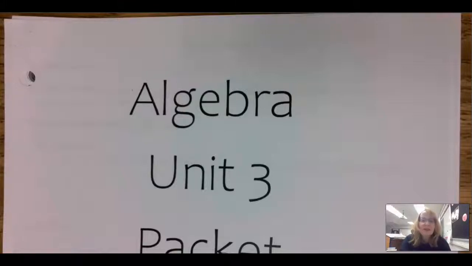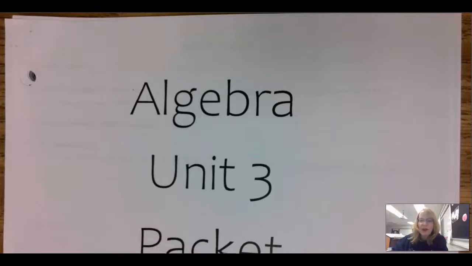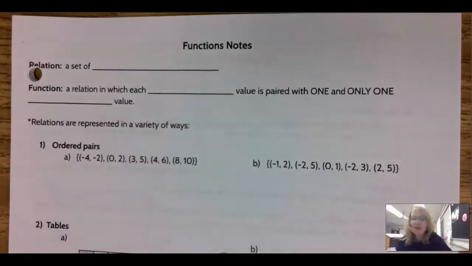Okay, so today we get to begin Unit 3 packet. So hopefully you have your packet out in front of you, and we get to open it. Here we go. We're going to talk about functions, and we're going to talk about graphing this unit, and we're going to do all kinds of things. And I think you're going to find out that you're going to like this unit a little bit better. Well, not better, but it's fun too. So I enjoy this one.